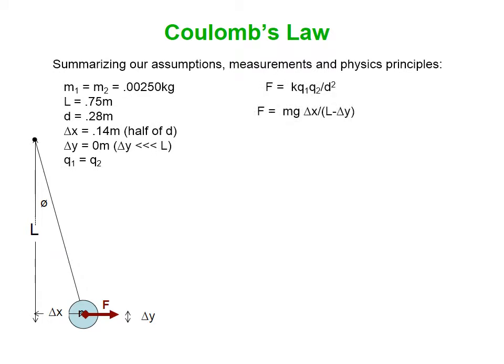Summarizing our assumptions, the measurements and the physical principles below. The mass of the first one was equal to the mass of the second, 0.00250 kilograms, a length of 0.75 meters, distance of 0.28 meters. The D was 28 centimeters, so again, that assumption that delta X was half a D, we said that's 14 centimeters. We're going to put in eventually delta Y is 0 in here, and the fact that Q1 and Q2 are equal.